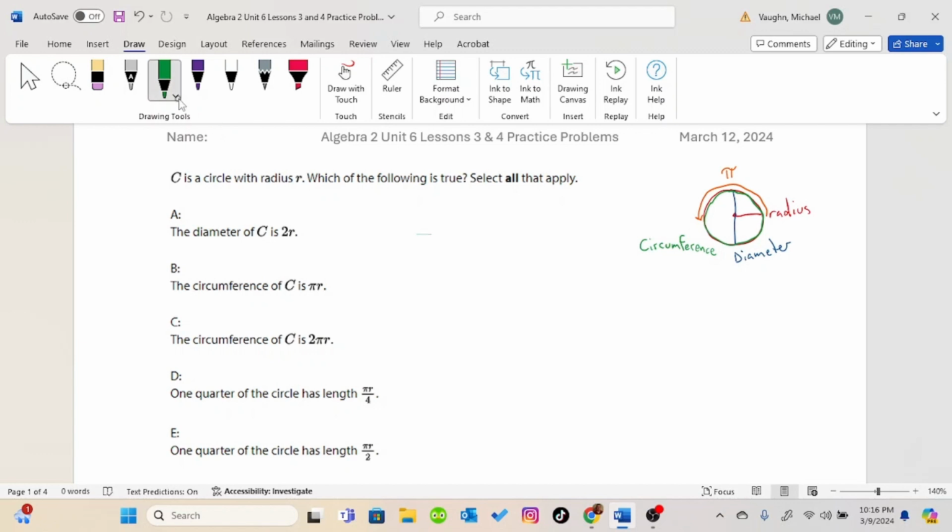Now, with these in mind, C is a circle with radius r. Which of the following is true? Select all that apply. A says the diameter of C is 2 times the radius. Well, if the radius is halfway across the circle, then 2 times the radius would be all the way across the circle. So A is correct.